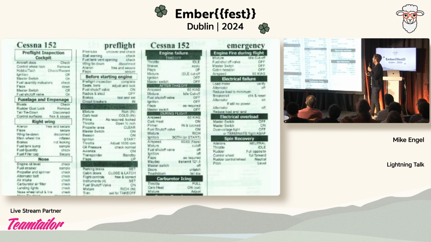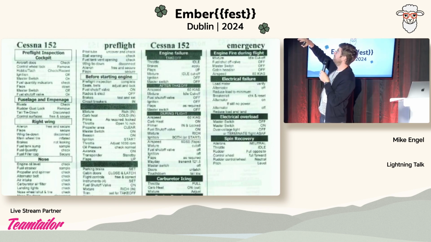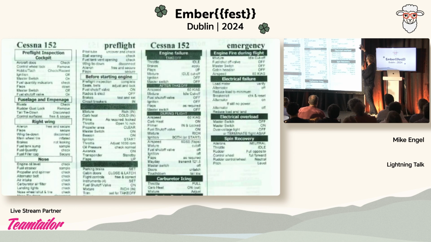It also tells you what each thing's expected value is. Sorry, this is really blurry. And it also has failure checklists. So if your engine is on fire during a flight, what are the steps that you need to do? So it's very explicit.